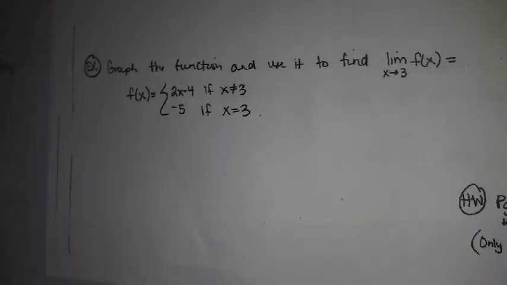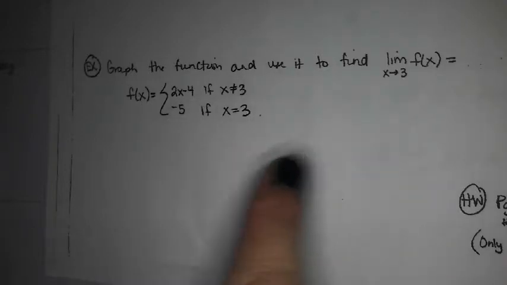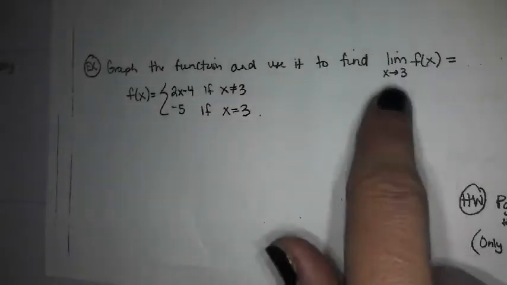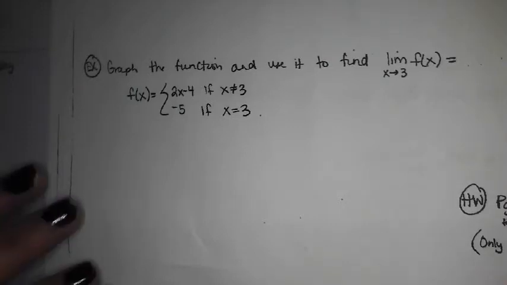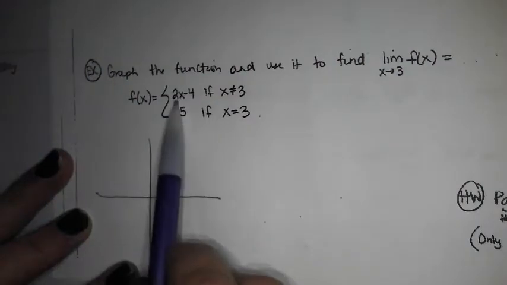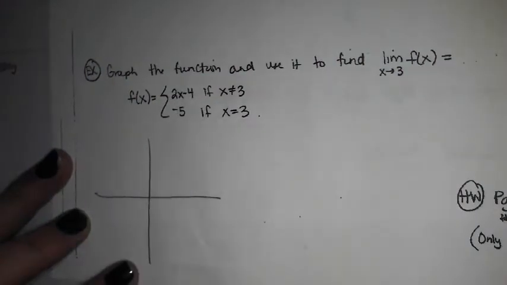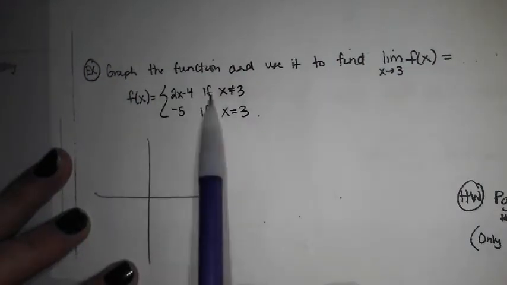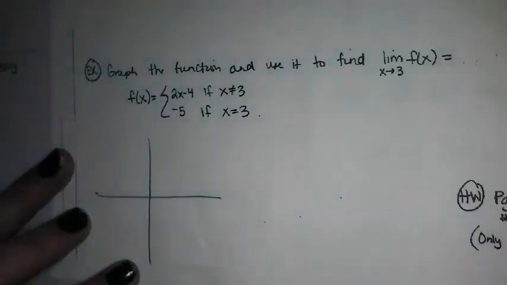Okay? And here is one of them. Piecewise functions kind of throw us for a loop. We have to look at them more closely. So graph this function, and we're going to use the sketch of our graph to find this limit as x approaches 3. So this is a piecewise function where it's essentially a linear function, 2x minus 4, everywhere except for right at 3.